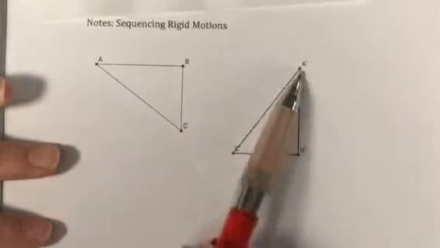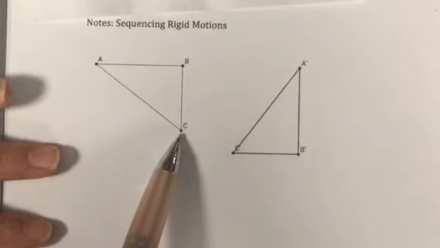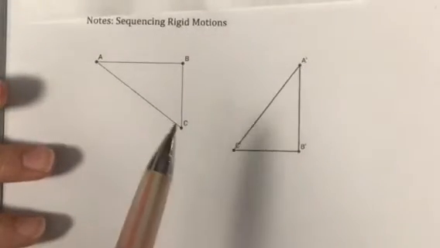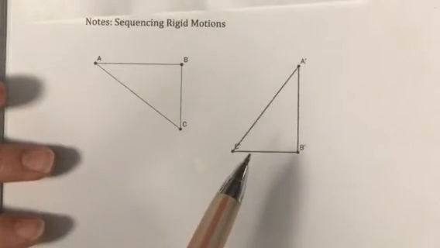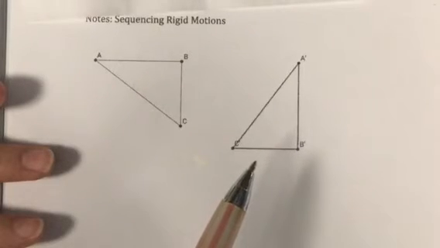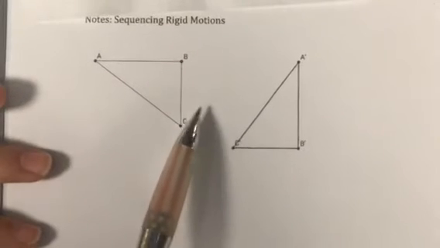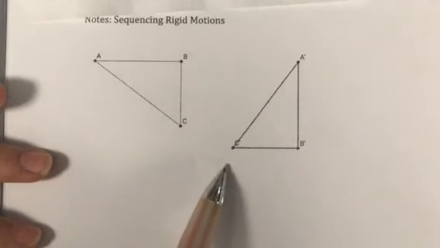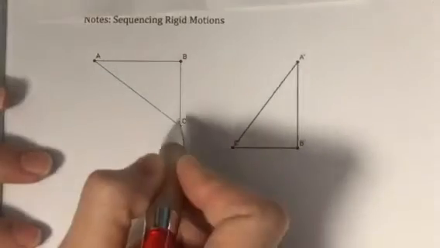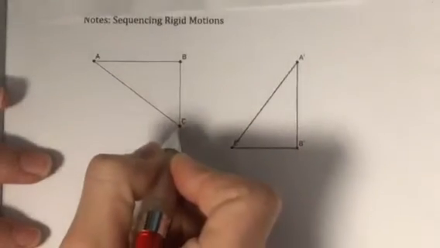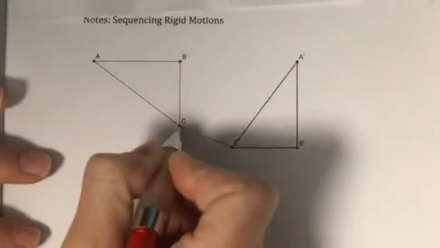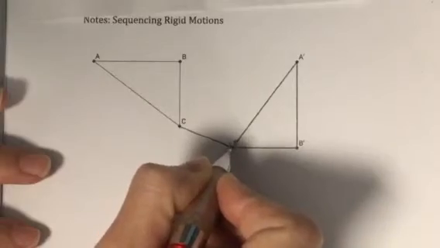You could match A to A prime, you could match B to B prime, or you could match C to C prime. It's up to you. I just sort of pick the two that appear to be the closest together already. So I'm going to choose to make a vector from C to C prime. Okay, so go ahead and draw that vector with your pencil.